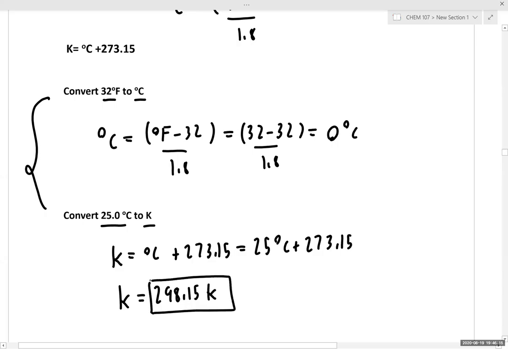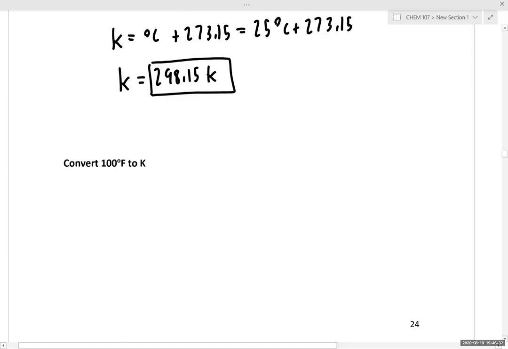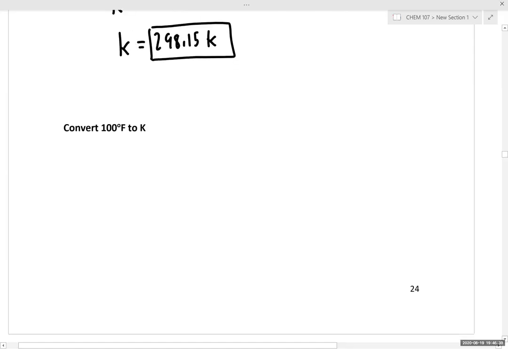Professor, for the one above it, what did we do with the 1.8? Does that not matter anymore? You still divide by 1.8, but 0 divided by 1.8 is still going to be 0. Does that make sense? Thank you. Perfect. So now let's put together these two unit conversions and let's do a multi-step conversion. So this time I'm asking you to convert 100 degrees Fahrenheit to Kelvin. So let's spend about 2 to 3 minutes on this example and then we'll discuss together.